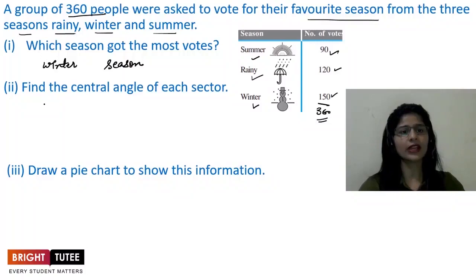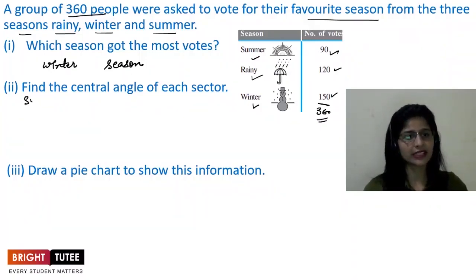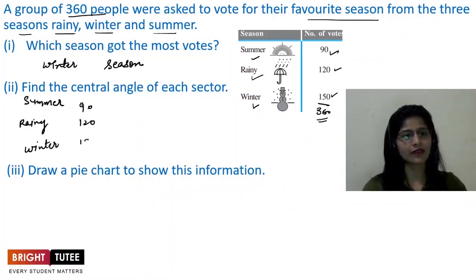Okay. The next one is find the central angle of each sector. Definitely this information can be represented in the form of a pie chart, and then the central angle can be found out. For the central angle, we need what? We need the fraction. So first of all, we will write summer. Then we have rainy season, and then we have winter season. We have 90, 120 and 150 as the number of votes. So 90 upon total, which is 360 votes.